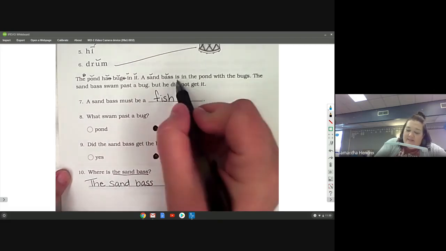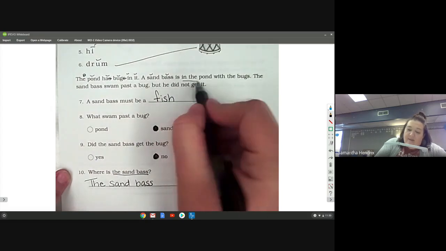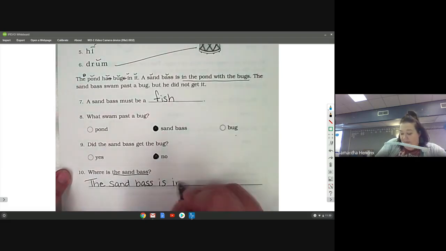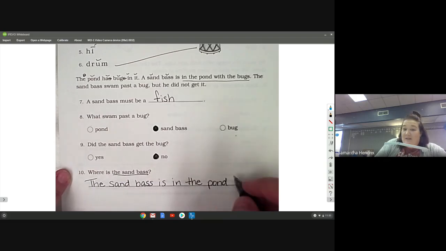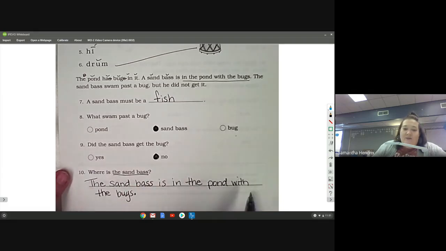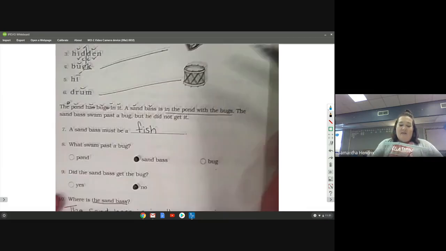And look up here. A sand bass is in the pond with the bugs. So we're going to put in the pond with the bugs. The sand bass is in the pond. Remember, you can pause this to write. Miss Hendricks can write fast. With the bugs. And do not forget your period. You need to make sure this is neat, parents. If you're there and you're taking pictures, if you can't read it, I can't read it. Make them do it again. Okay? I need to see a picture of this page.